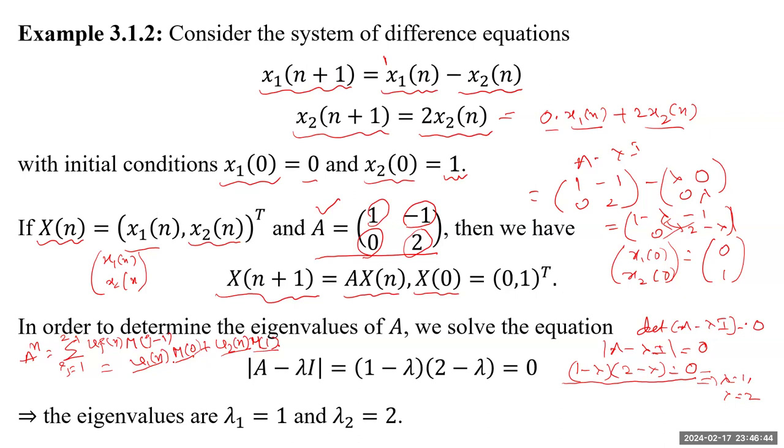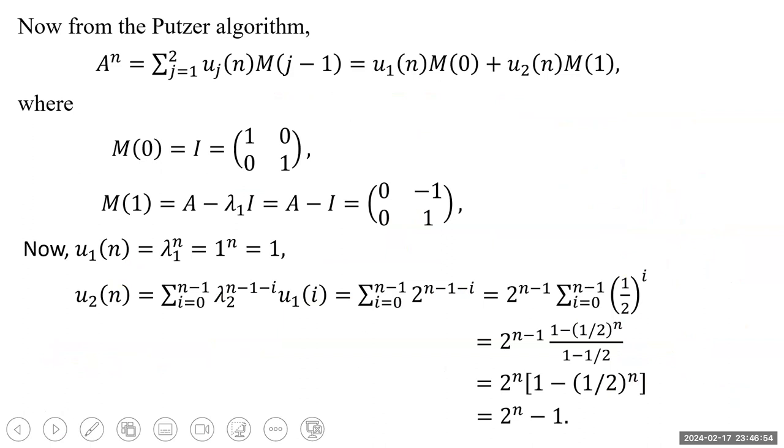So you know that M of 0 is the 2 by 2 identity matrix. Right, so this M of 0 is our 2 by 2 matrix, and M of 1 is J minus lambda 1 I, right? Lambda 1 is equal to 1 and lambda 2 is equal to 2.